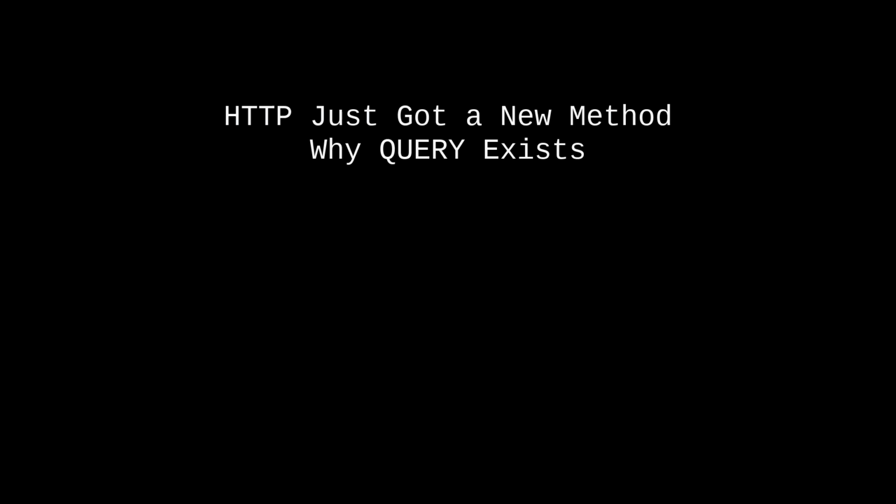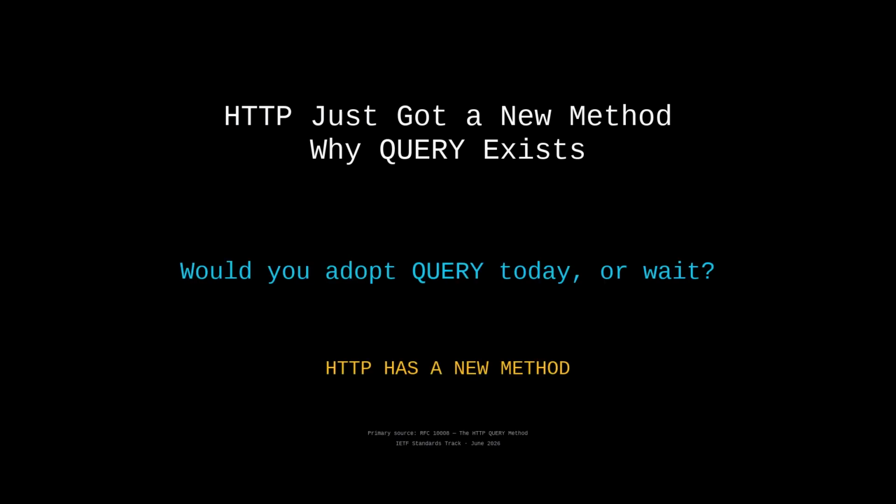The useful idea is simple. A structured question can now look like one at the HTTP layer. The body says what to query. The target says where that query applies. The method says the requested operation is safe and idempotent. Caches, retries, and stored result URIs can build on those semantics as implementations mature. Would you adopt QUERY today, or wait for broader support?